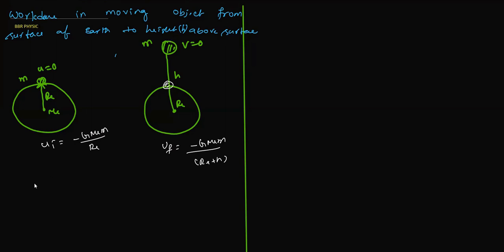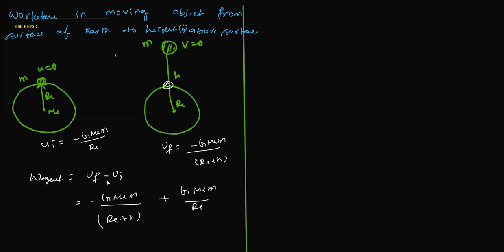So we can tell that the work done by the agent can be written as U final minus U initial, because no part of it goes into kinetic energy. The velocity becomes 0; the initial velocity we consider 0. So U final minus U initial, if you calculate here: U final is minus GMEM divided by RE plus H, and we have plus GMEM divided by RE. Why did I write plus? Minus of minus will become plus.